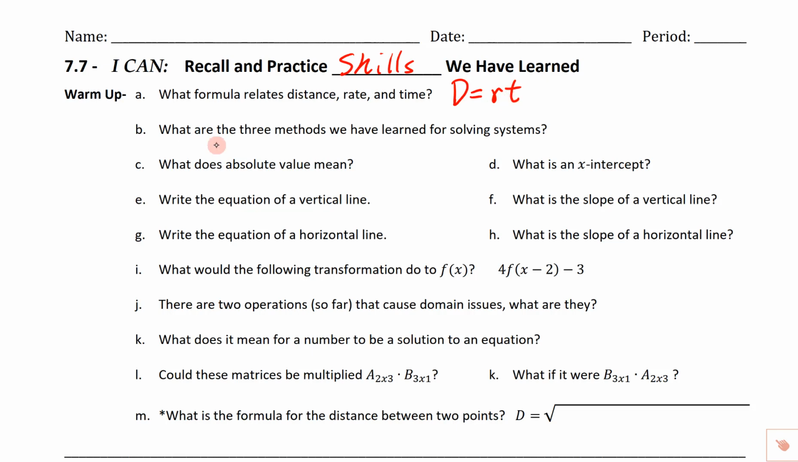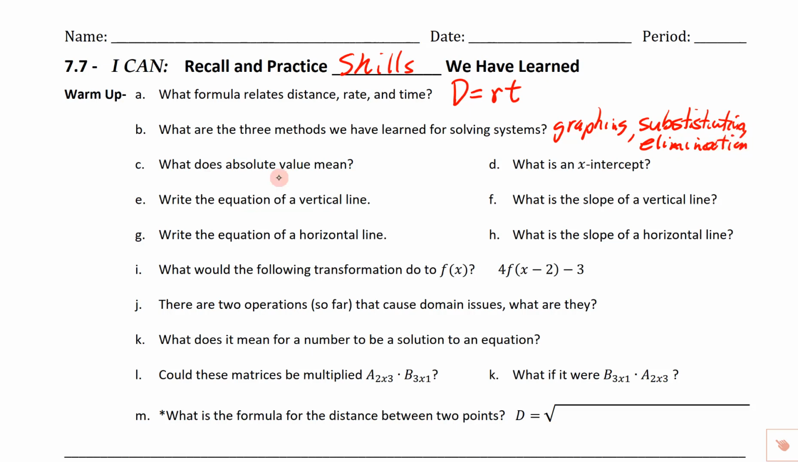And then there are 3 methods we have learned for solving systems. So if we're going to solve a system, you've got 3 choices. One is graphing. The next one was substitution. And the last one, probably everybody's favorite, elimination.